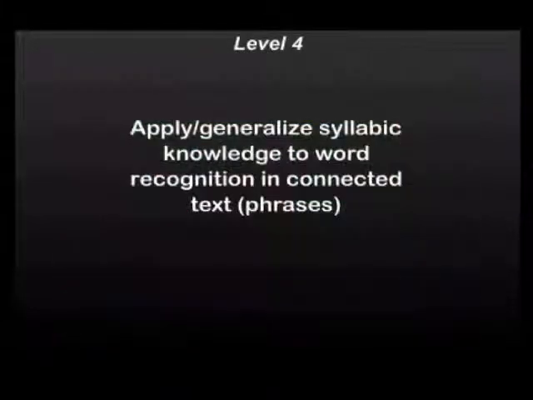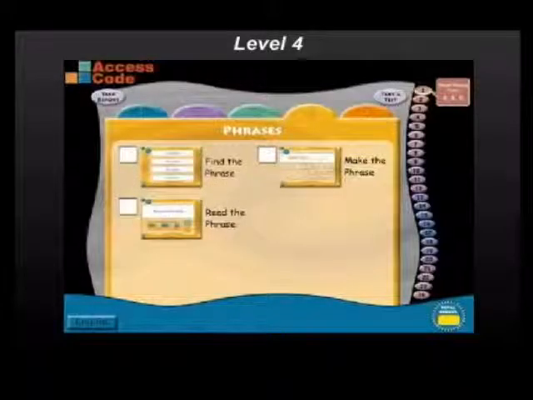The goal of Level 4 is to apply and generalize syllabic knowledge to word recognition in connected text in the form of phrases. This level contains 3 new tasks for students. These tasks allow students to practice oral reading, phrase recognition, and word ordering in connected text.